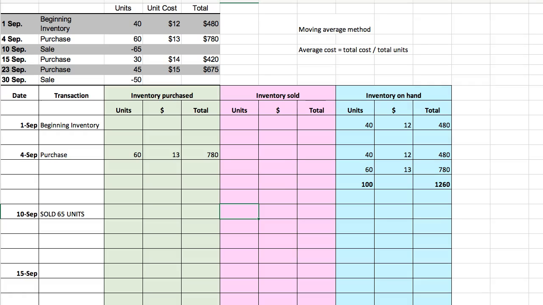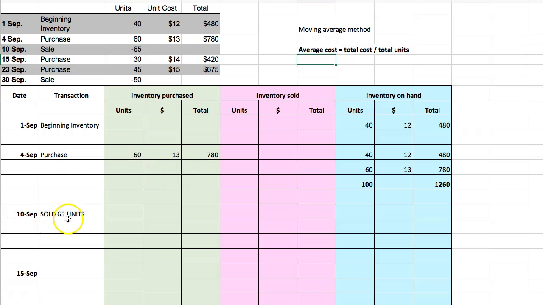Okay, so a fresh table here, and we're now going to do the moving average method. So what makes this method different is that every time you make a sale, you need to calculate the average cost. So this is how I describe the formula. It's the total cost divided by the total units. So I've put in the beginning inventory and I've put in the purchase. That's been the same in every question.